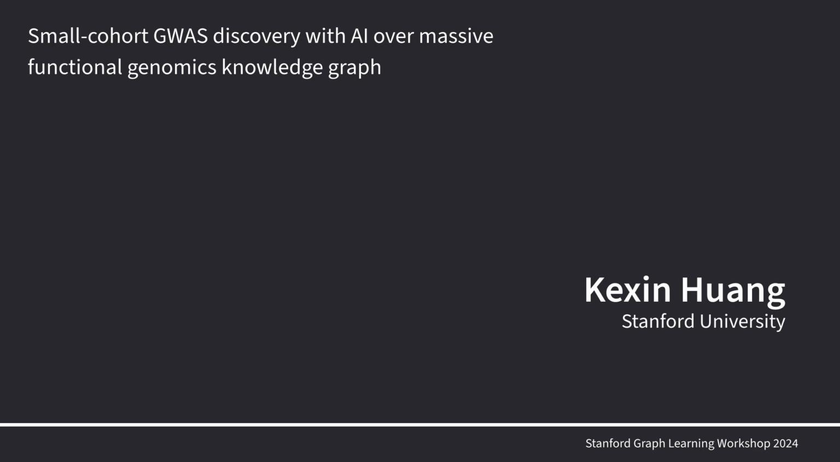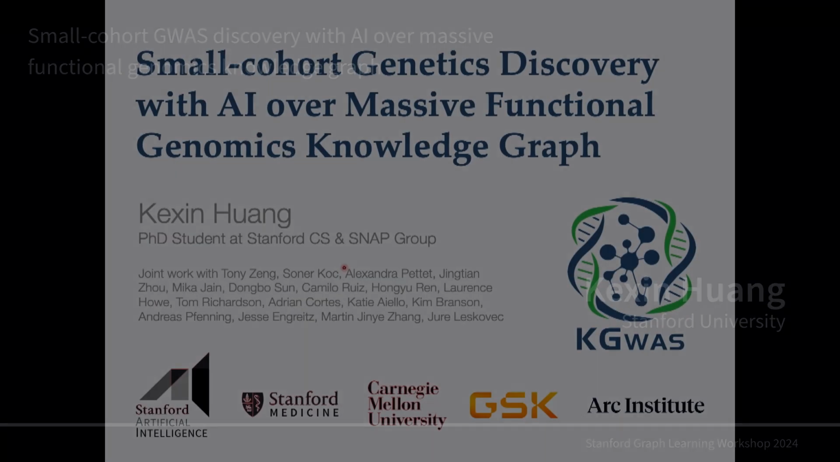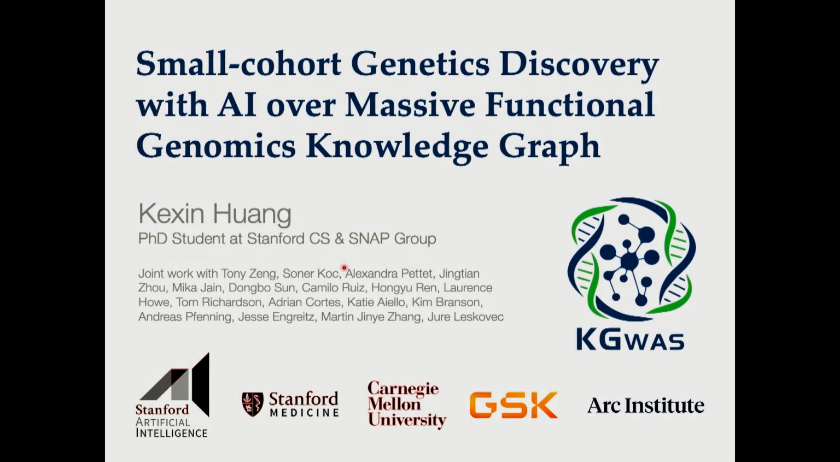So today I'll talk about our project on using graph learning over a massive functional genomics knowledge graph to do small cohort genetics discovery. This is joint work done with an amazing set of scientists from Stanford AI, the Stanford Genetics Department, CMU, Arc Institute, and also our industry partner, GSK.